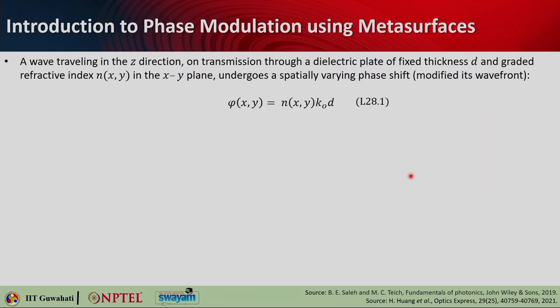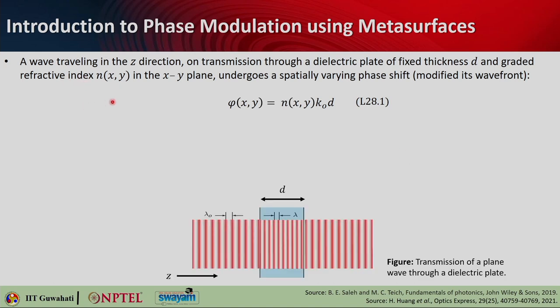So, this kind of application may be possible. Let us look into the basics of how phase modulation can be obtained through metasurfaces. Let us assume a wave that is traveling along the z direction as shown in the figure, and on transmission through a dielectric plate of fixed thickness d, with a graded refractive index. The refractive index is given as n(x,y), so it varies in the xy plane, which is the vertical plane, while z is the direction of propagation. In that case, the wave will undergo a spatially varying phase shift, which modifies its wave front.